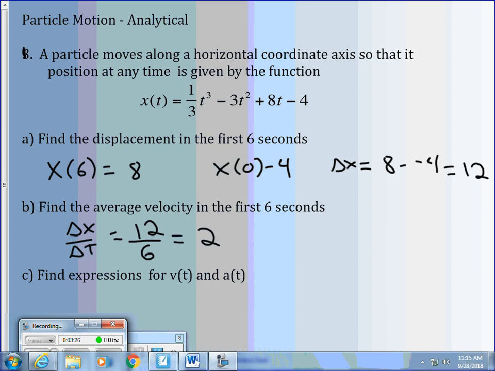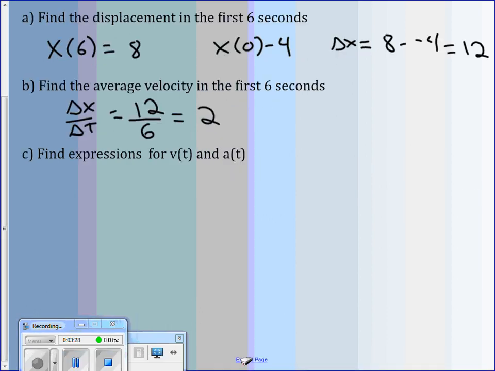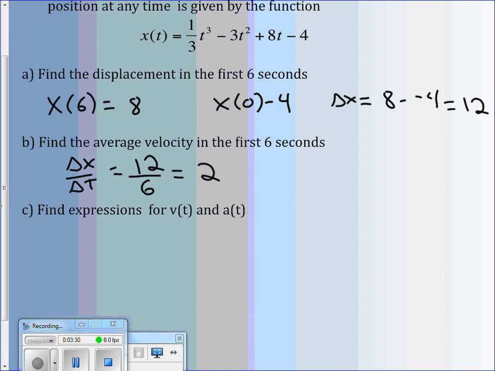Now we want to find expressions for velocity and acceleration. Velocity, as a function of time, will be the derivative with respect to time of the position. Acceleration will be the derivative of the velocity, or the second derivative. So let's take the first derivative. What's the derivative of 1/3 t cubed? T squared minus 6t plus 8. There's my velocity.